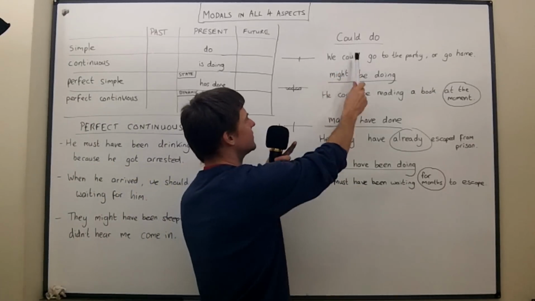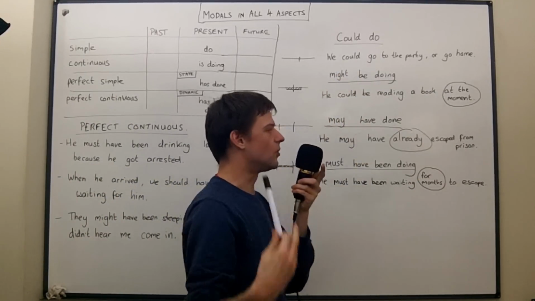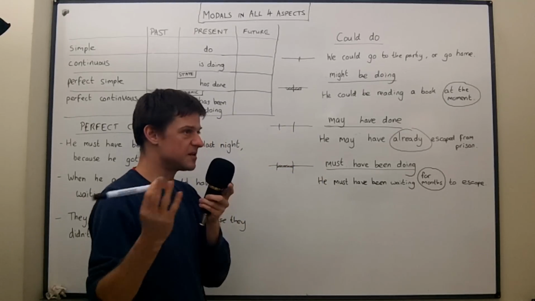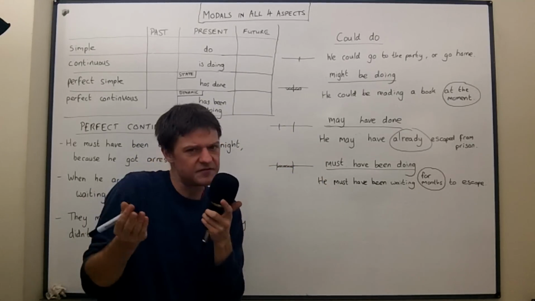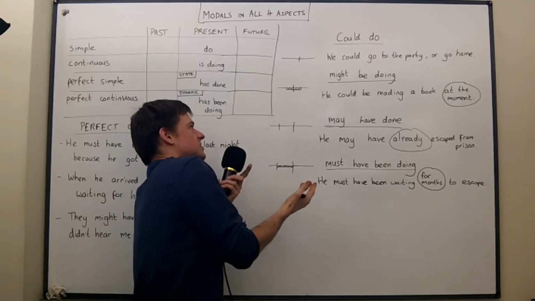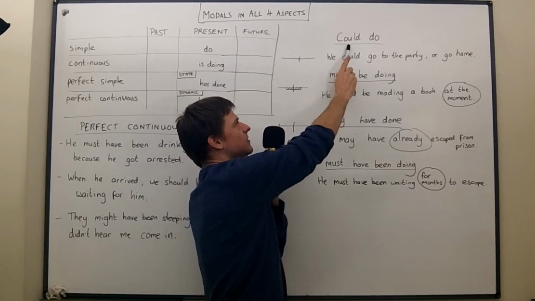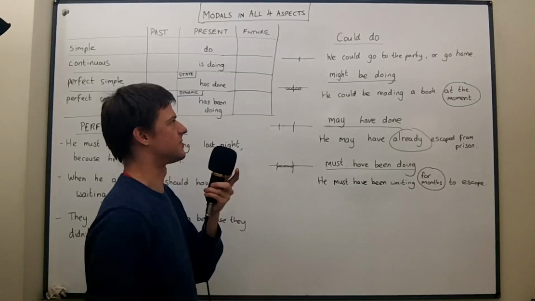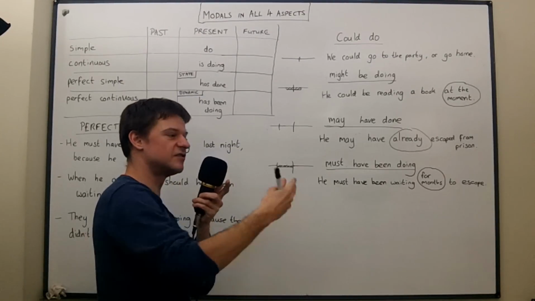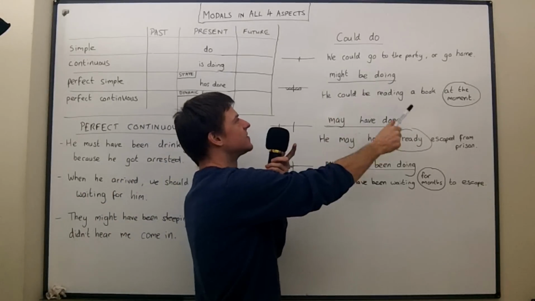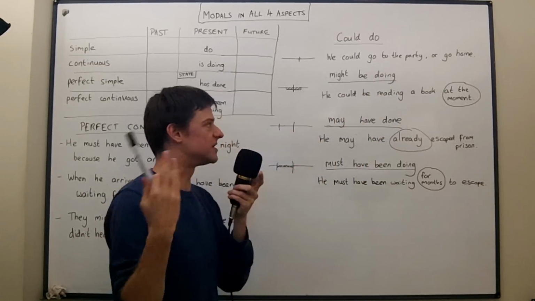So let's look at these. We could go to the party or we could go home. Yeah, 50-50, just something happening in the present, not something unfinished, but just a suggestion. We could go to the party or we could go home. So I think this one's quite clear. Yeah, we must go to the party. We should go to the party. Obviously all the different modal forms give different meaning to that sentence, but that's just a general sentence about the present.